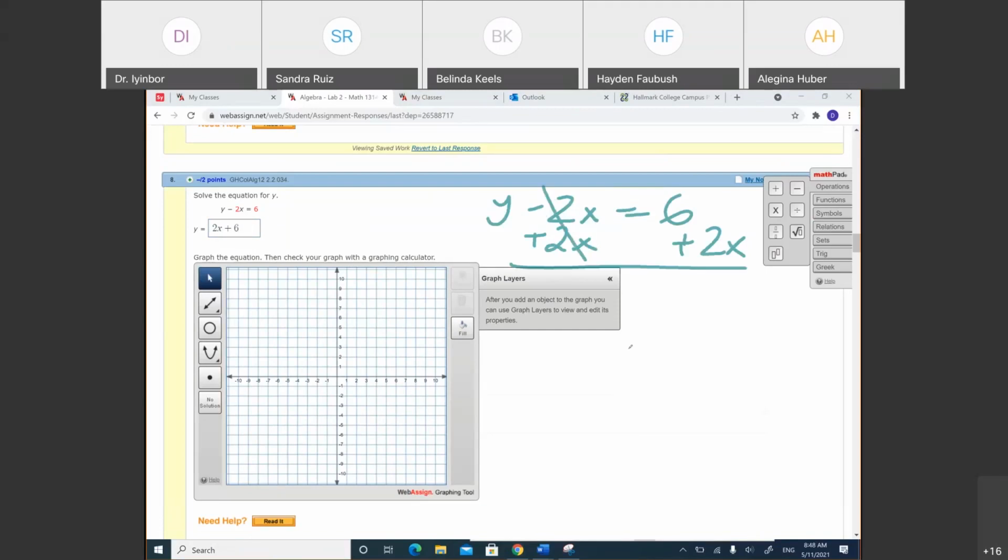And this cancels, so I'm going to get y equals 2x plus 6, or you can do 6 plus 2x, it doesn't matter. So I just put 2x plus 6. Now, how are you going to graph the line? You're going to click here first because that's the line, and then you need 2 points to click. Now, how are you going to do that?